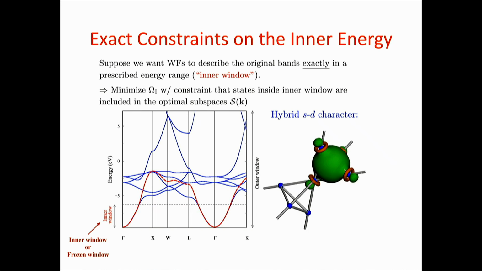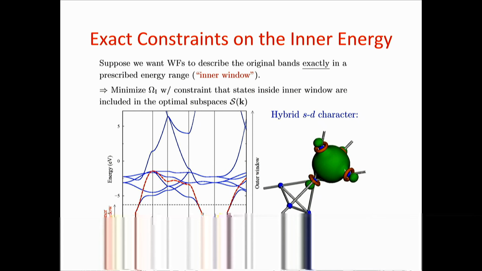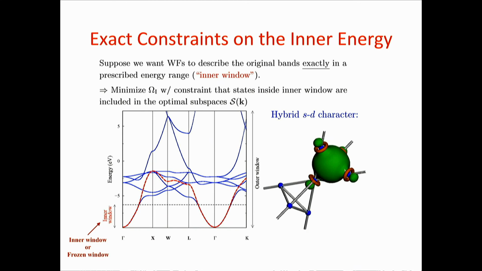So the idea is that what we will do in the code, we'll define two windows. One, which is called the outer window, is the one I've been speaking of up to now. So it's basically the big space from which you want to mix the states and find a lower dimensional space. And this drawing will be this one. And then there is a smaller window, which is called the inner window or frozen window, or different names, which is a window where you ask the code, please make sure that the energy of these bands is exactly reproduced. So the algorithm will try to make sure that the interpolation goes through the same ab initio energies at the points where you calculated it.